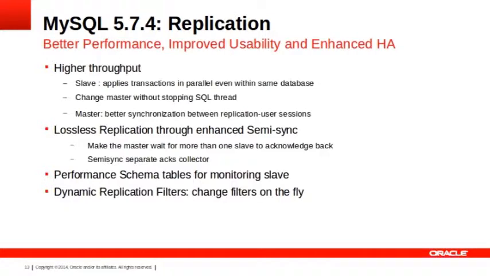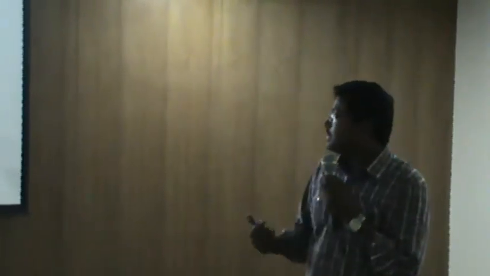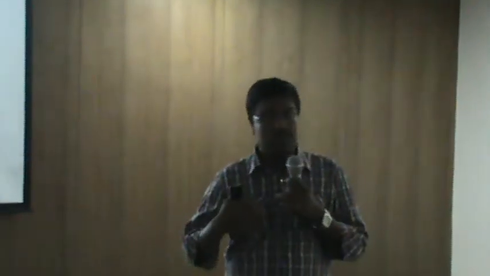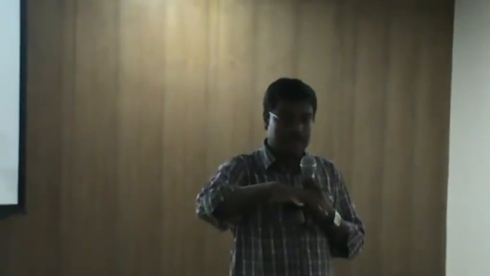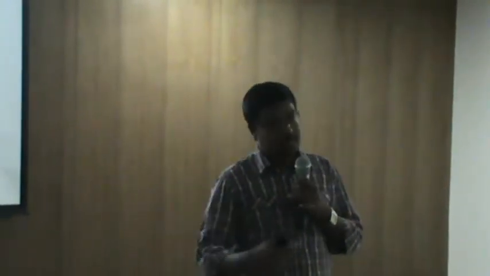So another thing is lossless replication through the enhanced semi-sync. In 5.7, we have many things done in semi-sync replication. First, it became lossless. How? Earlier, in semi-sync replication, if the master had 10 slaves, the master would commit if it got an acknowledgement from any of the slaves. Now we have a better way to configure it.